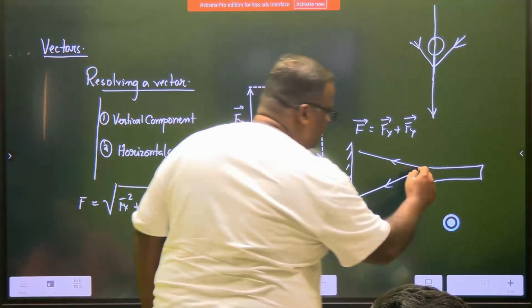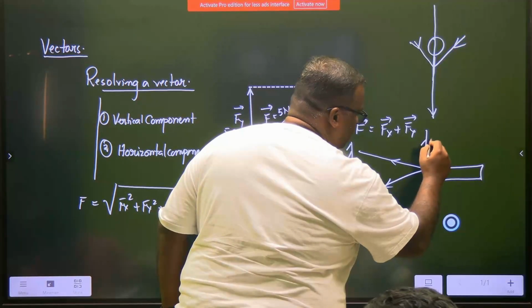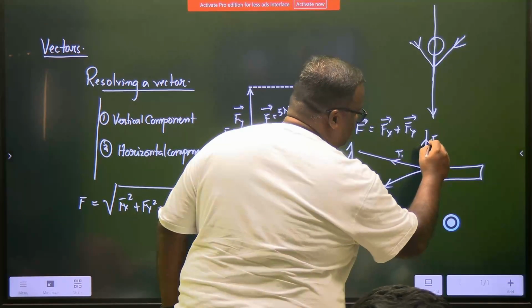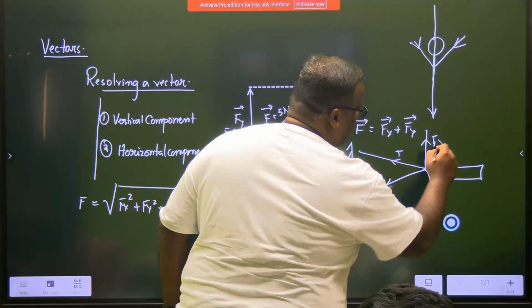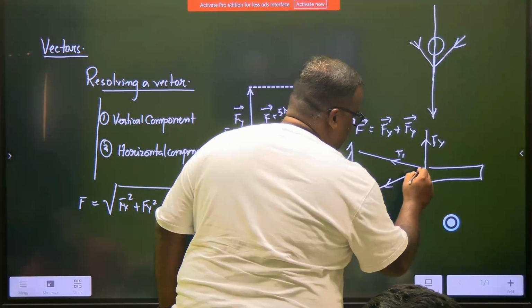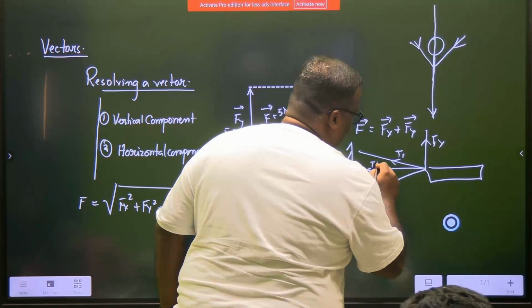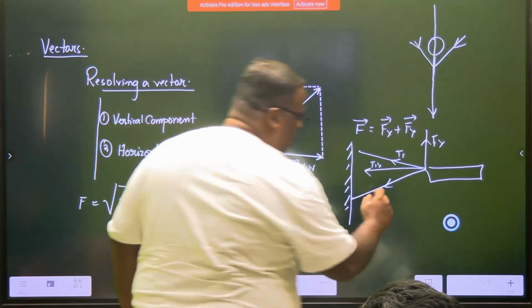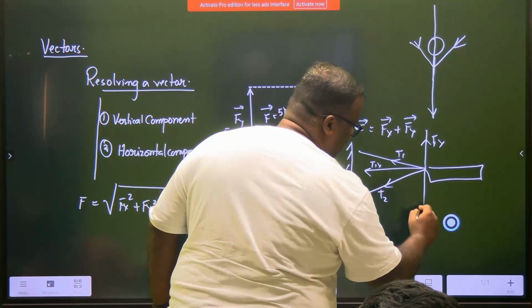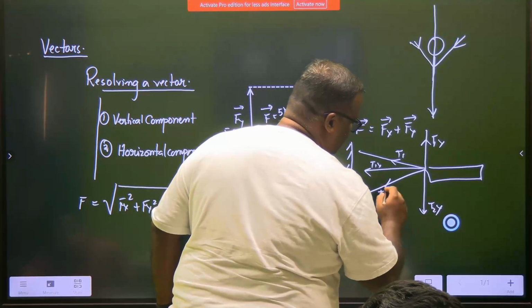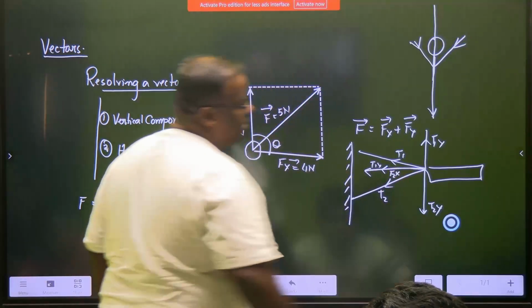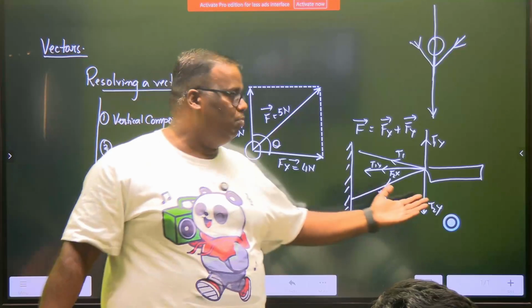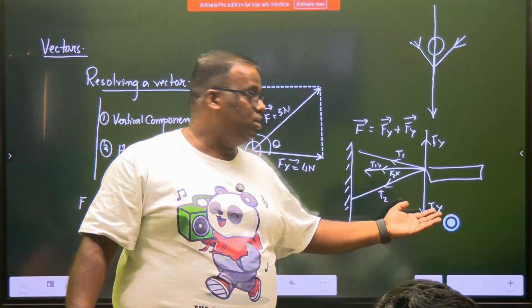This tension force can again be split. Say this is tension T1, so this is T1 in the y direction, and this will be another force, T1 in the x direction. Similarly, there is a tension force T2, this will be T2 in the y direction, and in this direction, T2x.